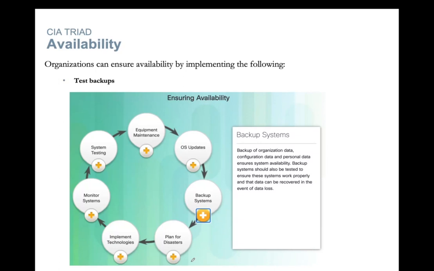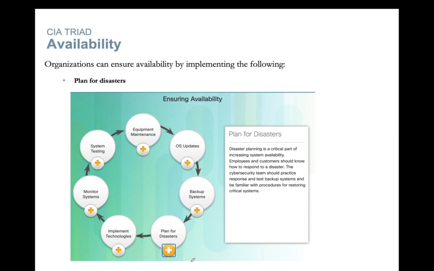The next one is plan for disasters. Disaster planning is a critical part of increasing system availability. Employees and customers should know how to respond to a disaster. The cybersecurity team should practice response, test backup systems, and be familiar with the procedures for restoring the critical systems.